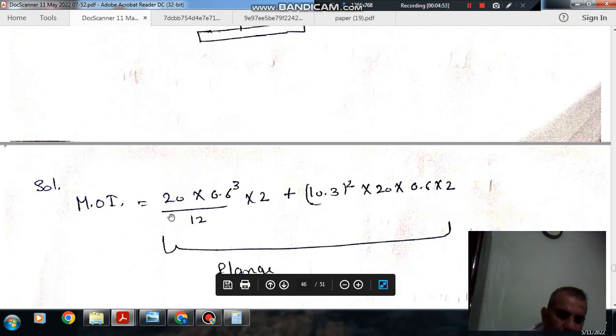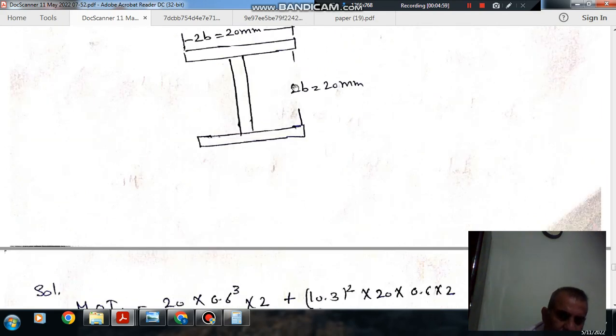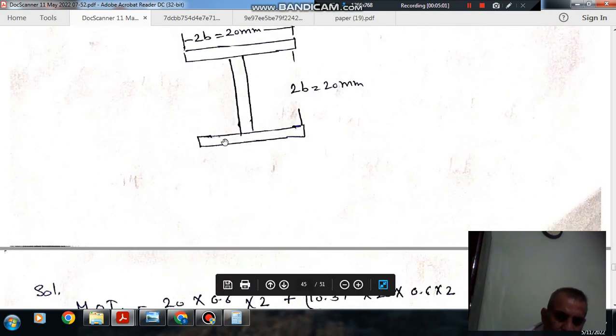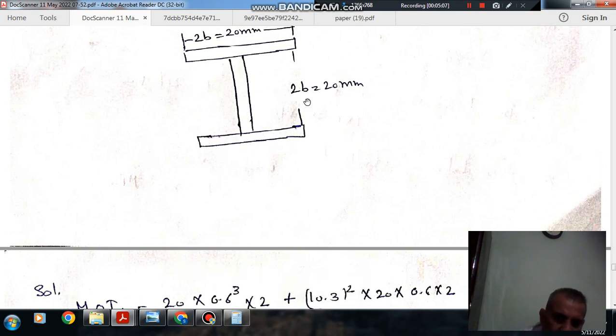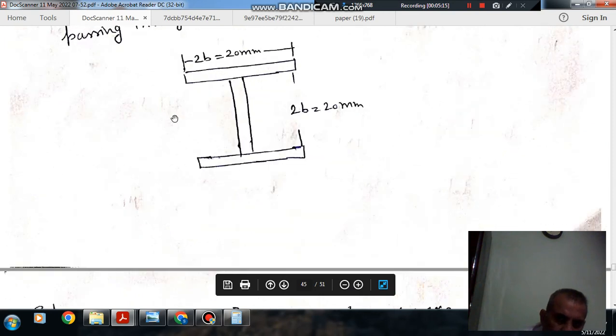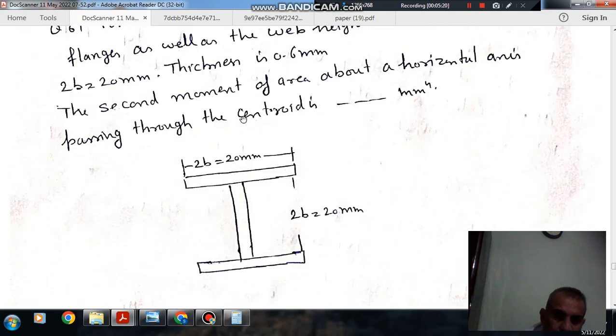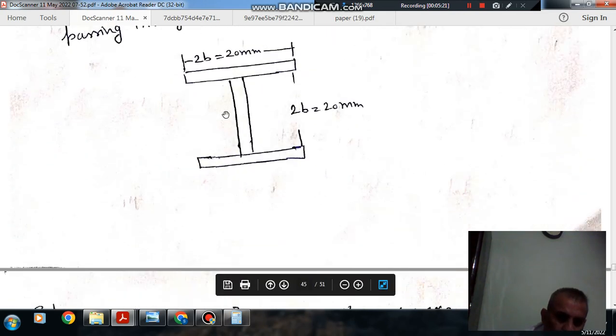Okay, so moment of inertia for this flange is 20 into 0.6 cube by 12, and similarly for this also, so we multiply by 2. As it is a symmetric section, the center lies in between. So using parallel axis theorem, this is the moment of inertia about their centroidal axes. Now we have to shift the moment of inertia and find out the moment of inertia about the centroid. Okay, so we have to use parallel axis theorem.